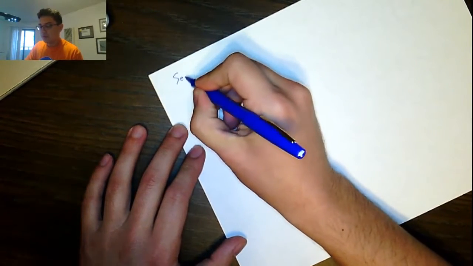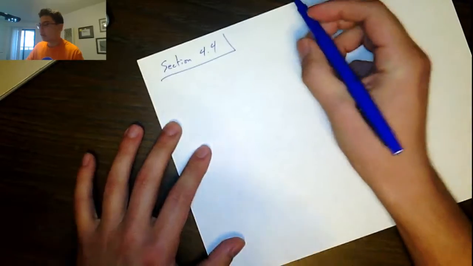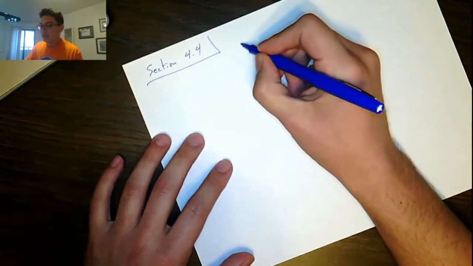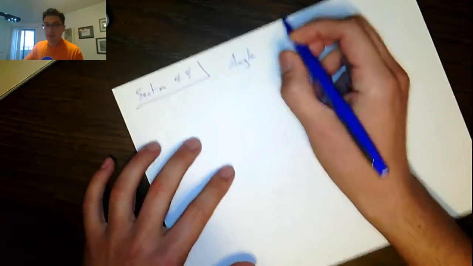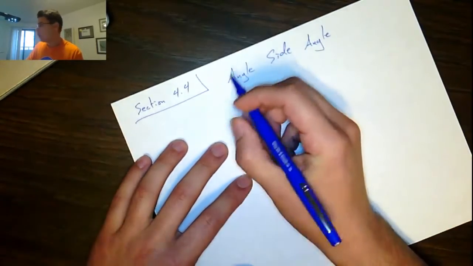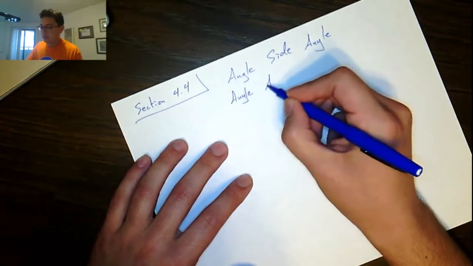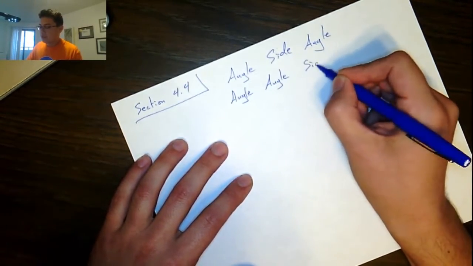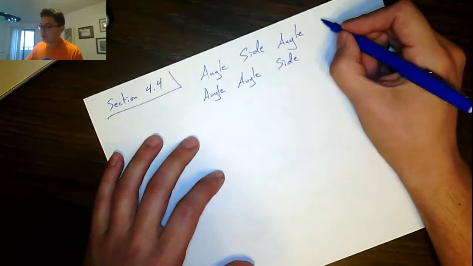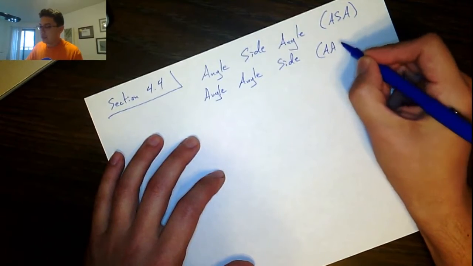Alright, hello geometry students. This video is going to cover section 4.4 from our textbook, which goes over the last two of the triangle congruence theorems. These are going to be angle, side, angle, and the other one is going to be angle, angle, side. Just like before, we have acronyms that go with this. So angle side angle is known as ASA, and angle angle side is AAS.